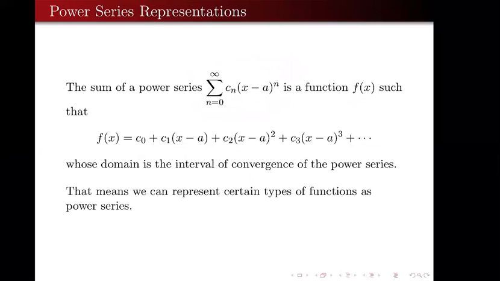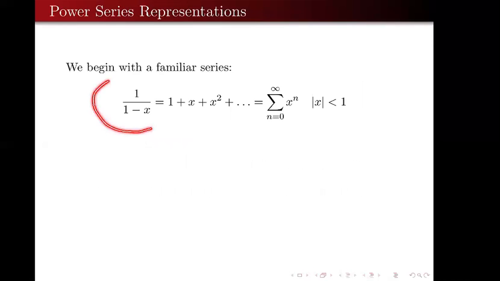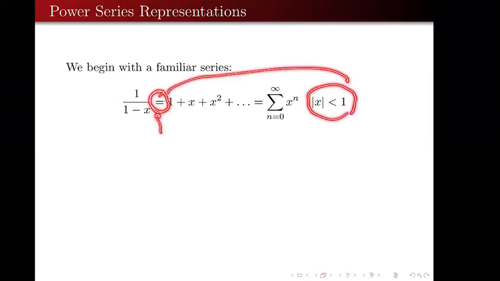So this means we can represent certain types of functions as power series. Let's start with some known series. This guy here is known to us: 1 over 1 minus x. This is the power series summation x to the n starting from 0 to plus infinity. And in here, the equality is only valid for this interval.